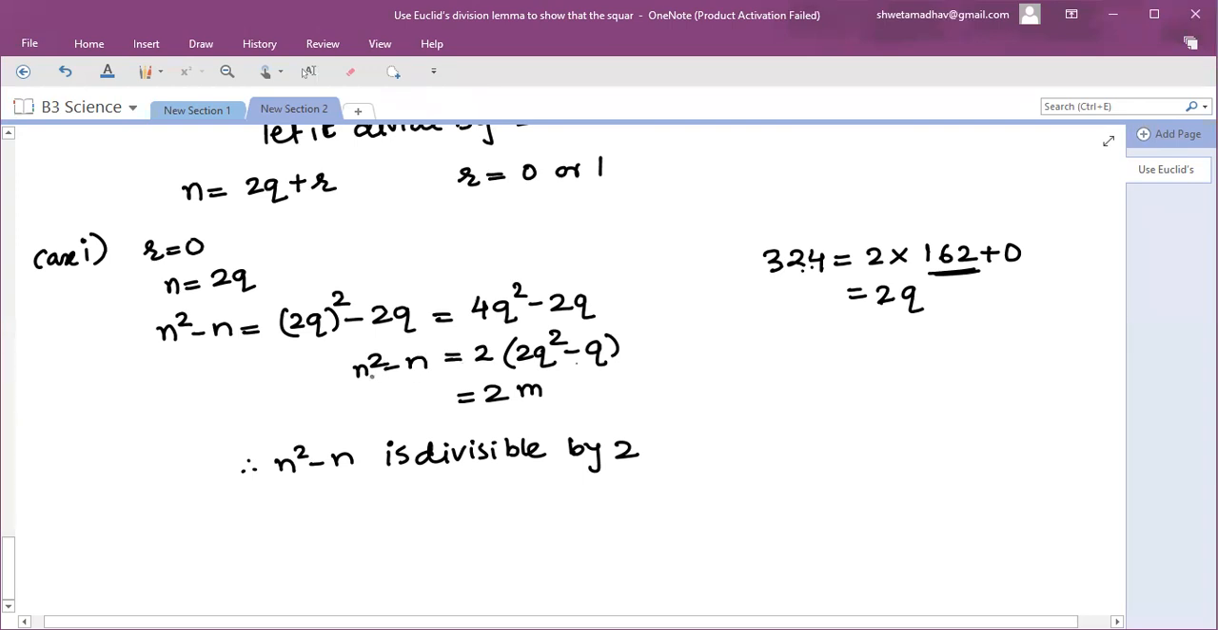In this way, if n square minus n is shown in the form of 2 into something, where something is m, we have taken any variable. So 2 into something. So can we now tell that n square minus n is divisible by 2? Yes, ma'am.